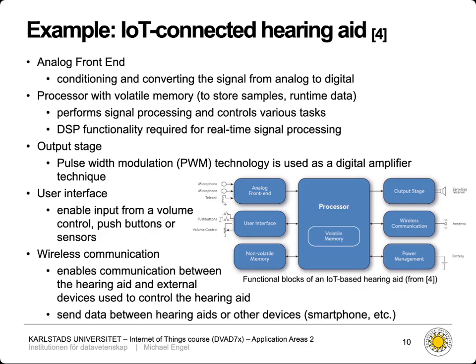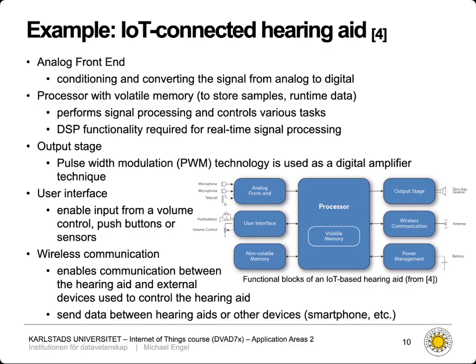Then, of course, you have a processor. This processor has quite a bit of volatile memory, so RAM. So this stores samples usually to be processed and also maybe runtime data. This performs signal processing and also controls the tasks of the complete system, just communication over wireless and so on. And this is the heart of the system that performs all this signal processing.